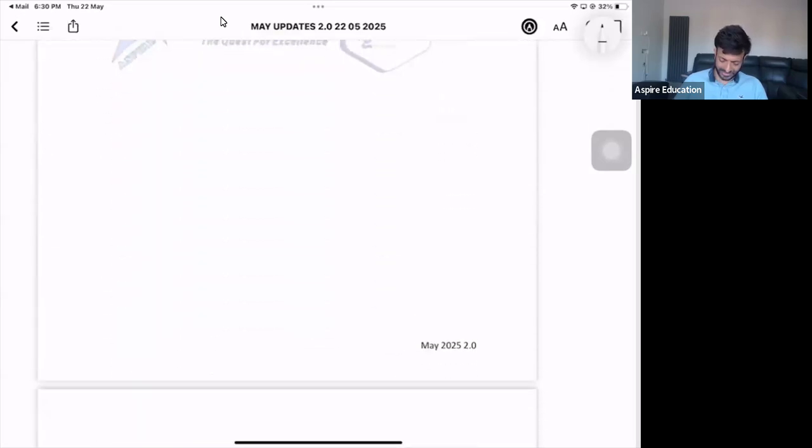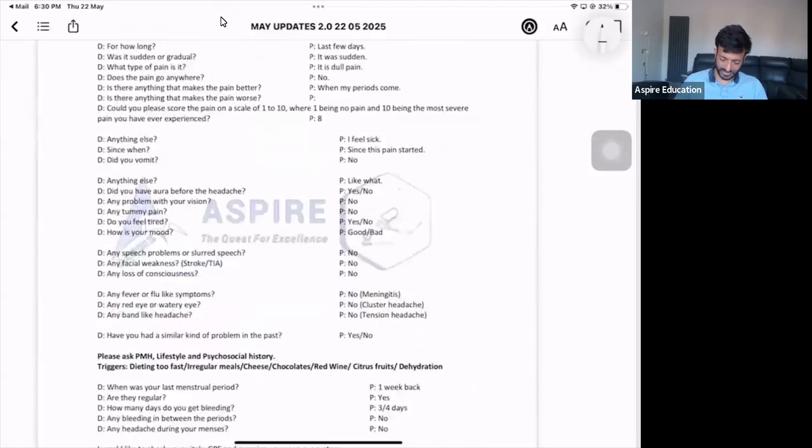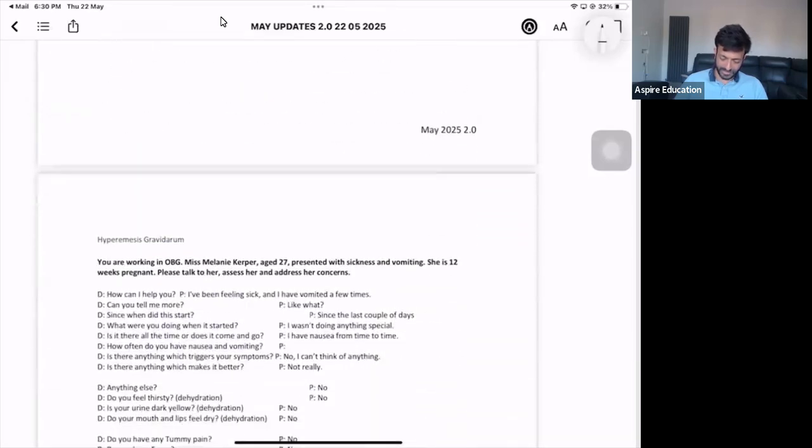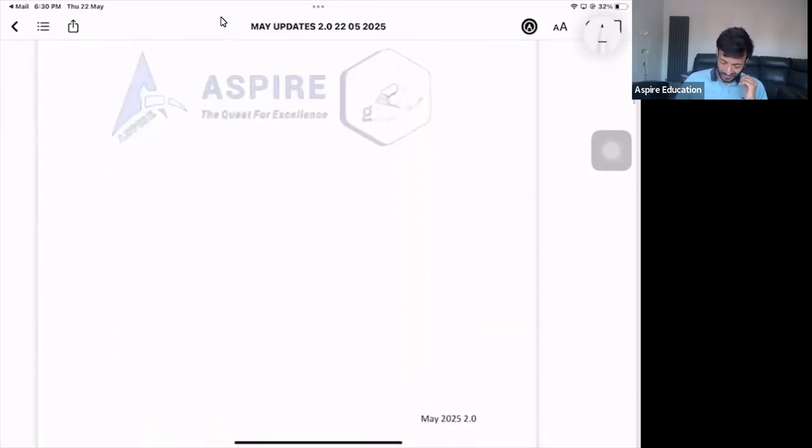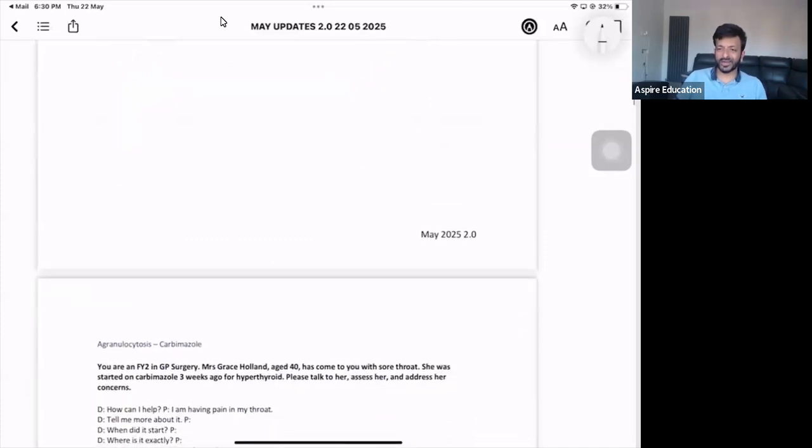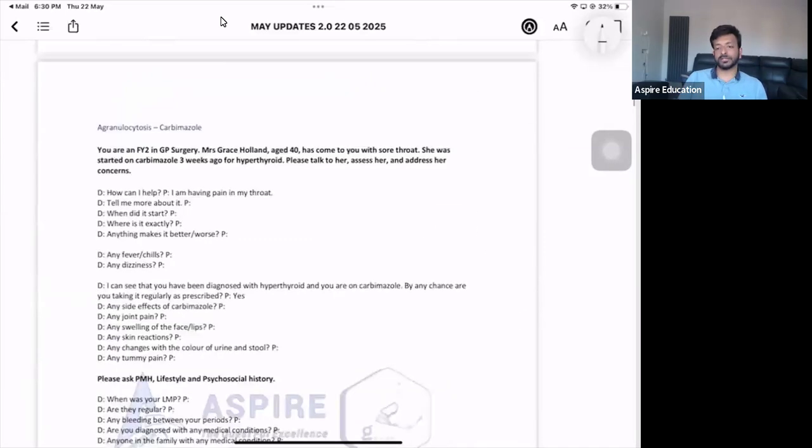General anxiety disorder, that's an easy one. Menstrual migraine, you can easily manage it. Hyperemesis gravidarum, should it be a problem? Yeah, you will be having this, so you can go into detail on it. Agranulocytosis, carbimazole. Again, this station hasn't come for a very long time, but I think somebody mentioned it, so let's go a bit more into it.